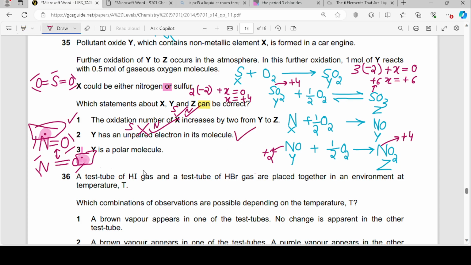But really, it's quite a weird question. Anyways, 1 and 2 are right till now. The third statement is Y is a polar molecule, right? So if I look at sulfur, oxygen versus nitrogen, oxygen, the five most electronegative atoms are fluorine, oxygen, nitrogen, chlorine, bromine.